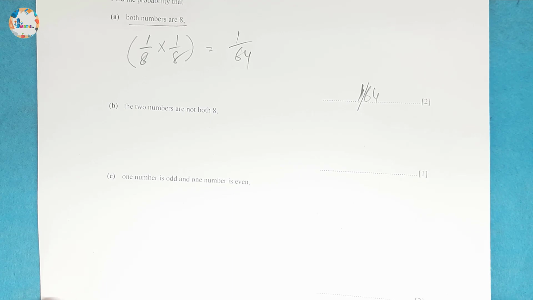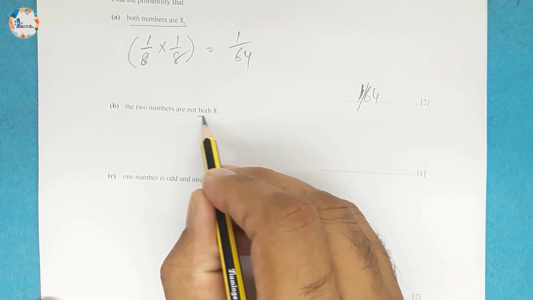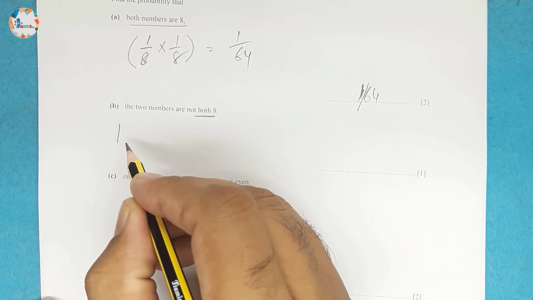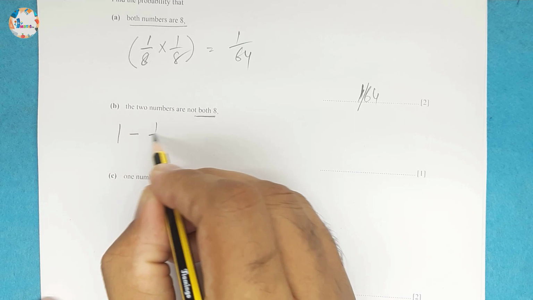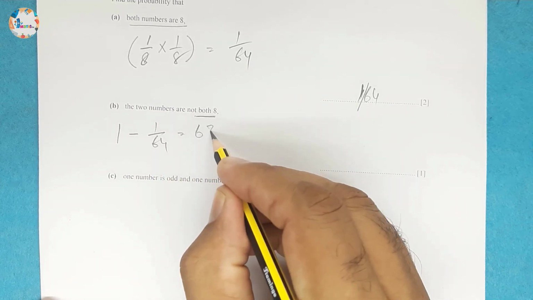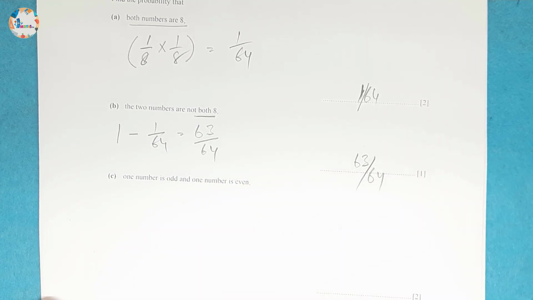Then B part, the two numbers are not both 8. So we subtract the probability of both being 8 from 1, because we know the total probability is 1. So 1 minus 1 over 64 will be 63 over 64, and this will be our answer, 63 over 64.